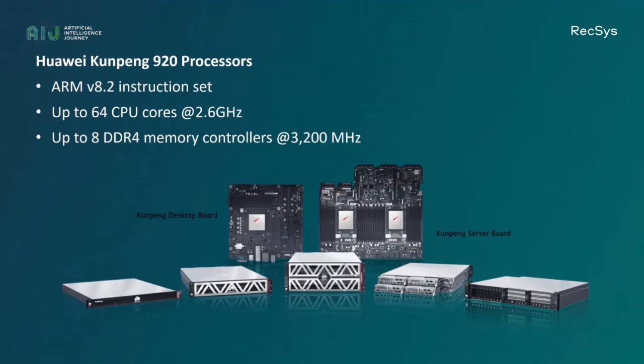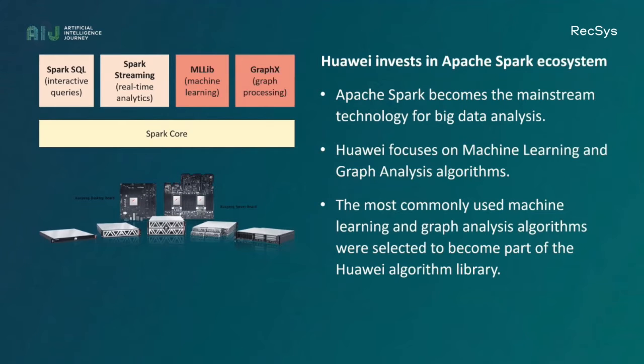Now, let me go into Huawei Kunpeng 920 processors. That's the name of our chip, ARM-based, with up to 64 CPU cores. There are various options, desktop cards using dual chip architecture up to 128 CPU cores, and we are also producing server cluster supercomputers. We do it all. However, today the story is about big data algorithms.